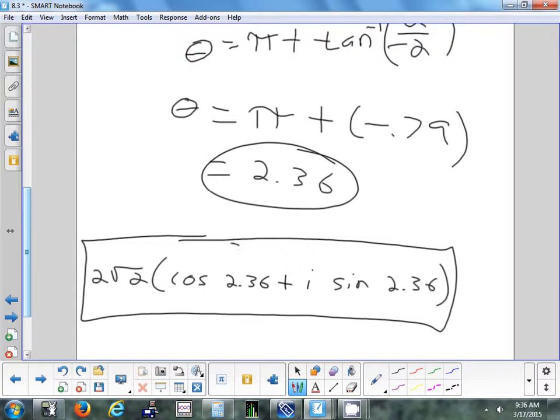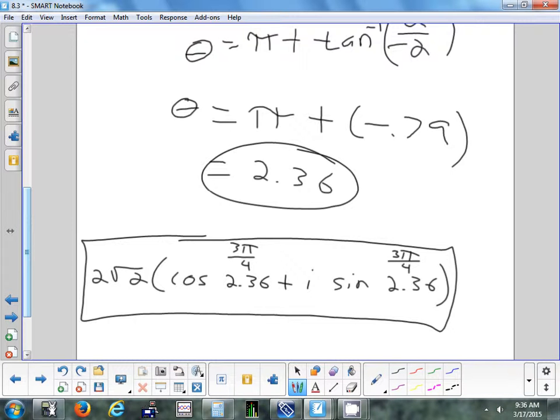And again, this was, if we did it exact, 3 pi over 4. They'll specify in the directions if they want it rounded or exact. Okay. Any questions on that?